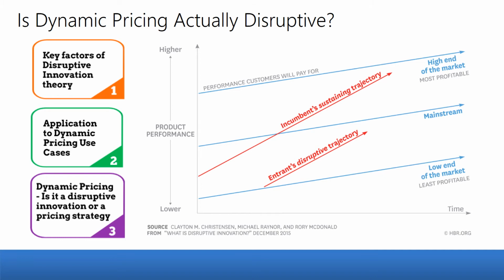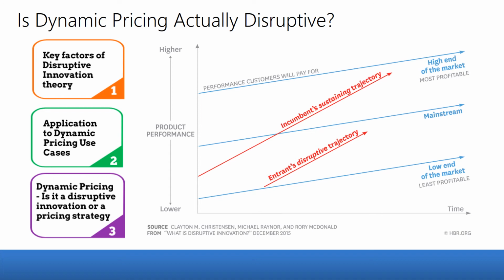Okay. So now we've talked about what dynamic pricing is, who's using it, the good, the bad, and we've shown you the money. But is this really a disruptive technology? Two key factors in disruptive innovation theory are, one, that the innovation begins in a low-end market or a niche or even new market, and two, that the innovation starts as a lower quality or underperforming product as compared to what's already available.